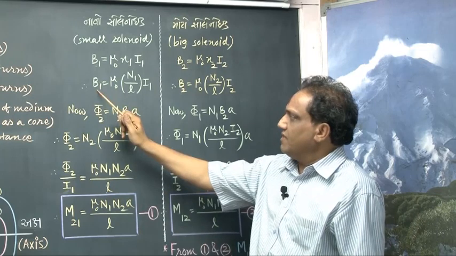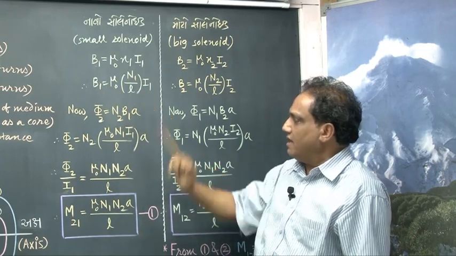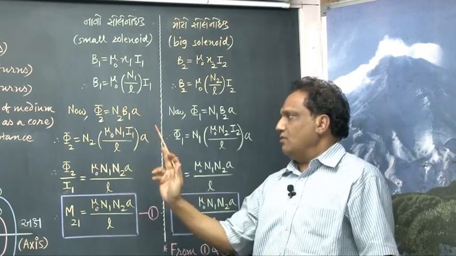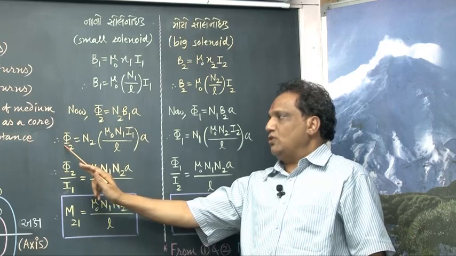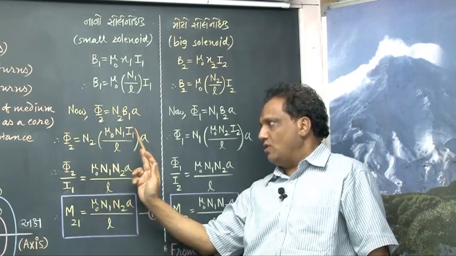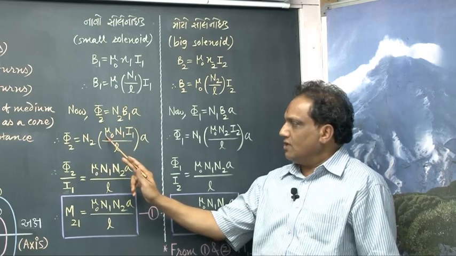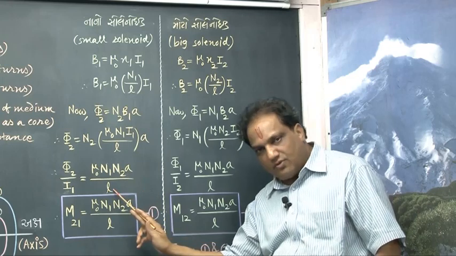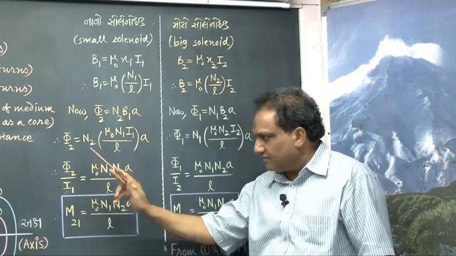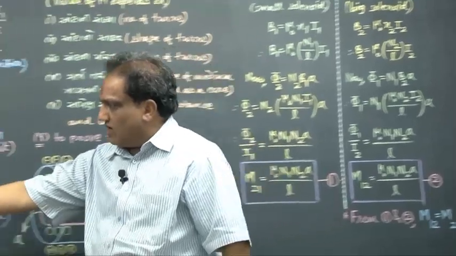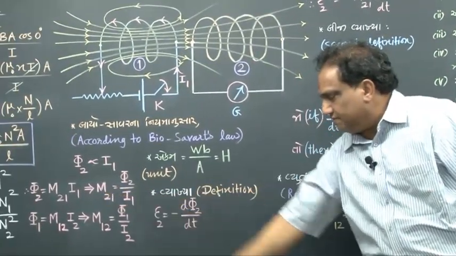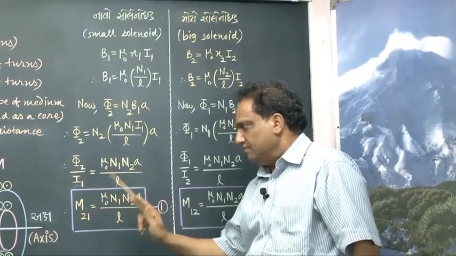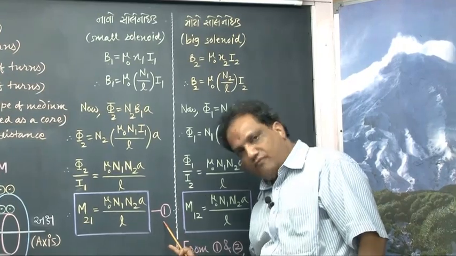What is B1? B1 is mu 0 N1 I1 upon L, into small a. And now take this I1 in the denominator. So phi 2 upon I1 is mu 0 N1 N2 A upon L. But what is phi 2 upon I1? Phi 2 upon I1 is nothing but M21. This right hand side as it is, give it equation number 1.